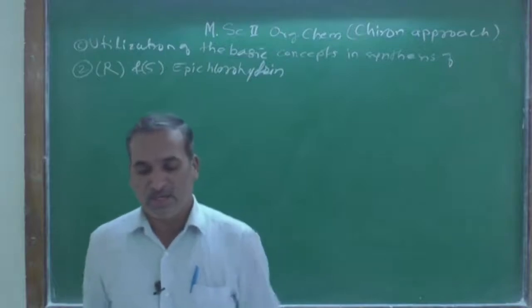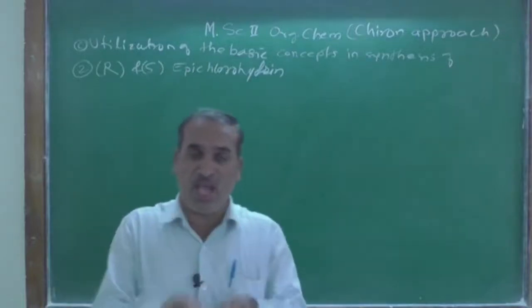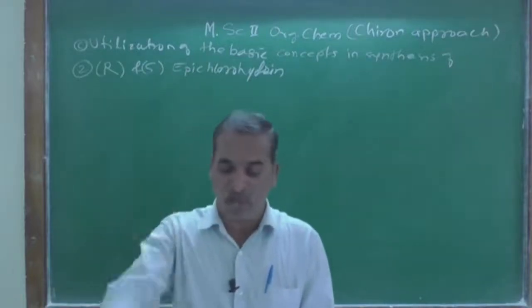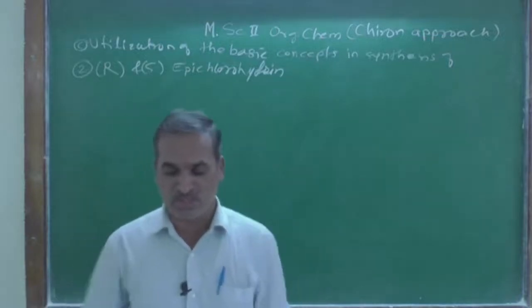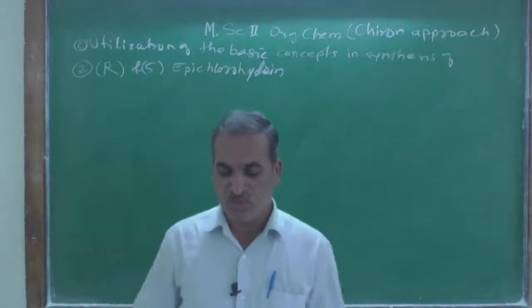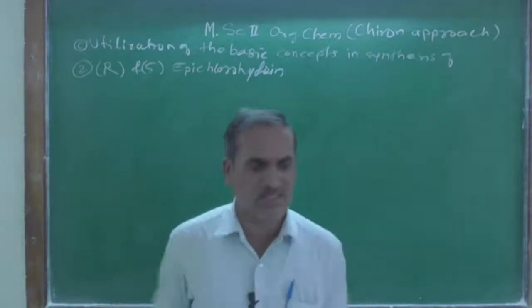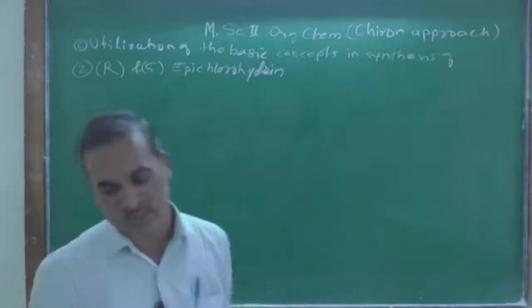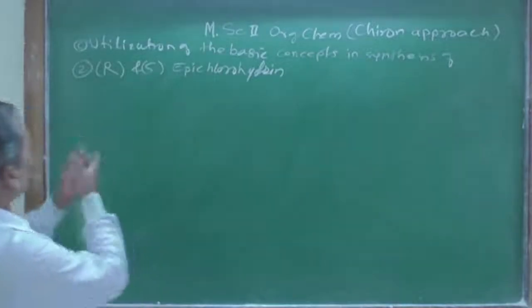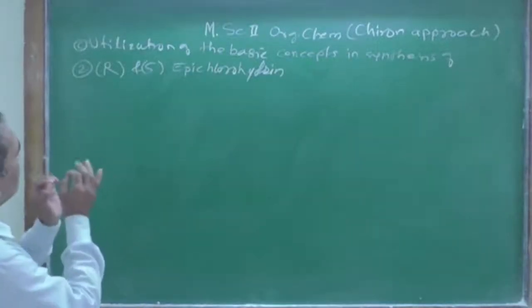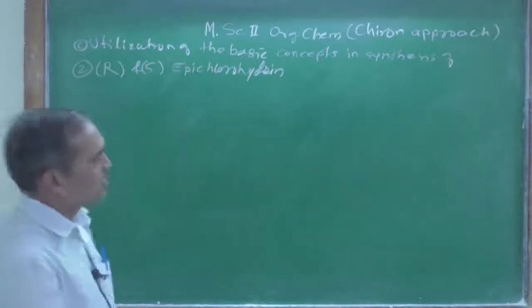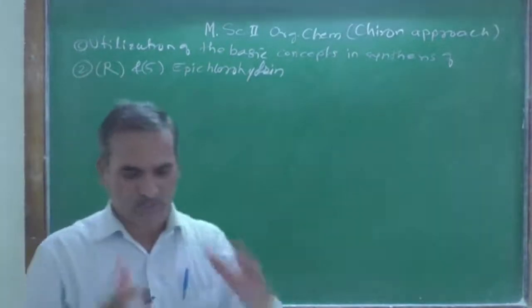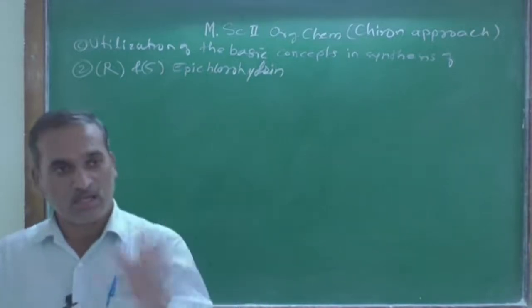And finally, dehalogenation. Dehalogenation means what? Removal of the halogen atom. CH2I gets converted into CH3, and on deprotection we get the final product. This is the general thing we have seen yesterday, and today we are going to learn the second molecule, which is RS-epichlorohydrin.